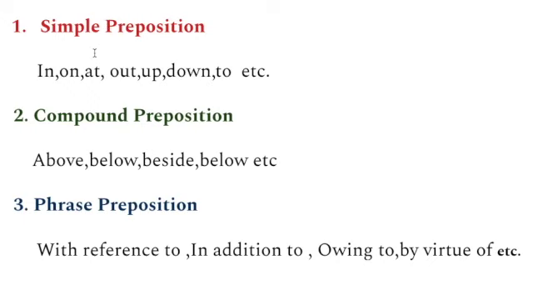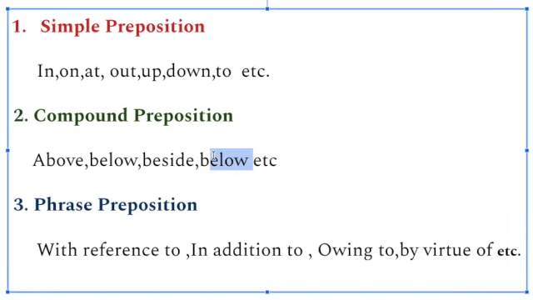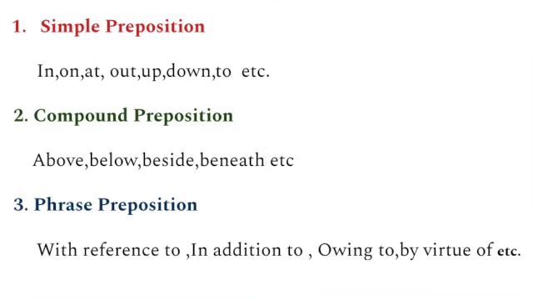There are three types of prepositions we have come across. Simple prepositions like in, on, at, out, up, down, to, etc. There are many more. Compound prepositions are a combination, like above, below, beside, or beneath. Let me change it because it gets repeated; I'll write beneath. Now, phrase prepositions. What is a phrase preposition? It is a combination of more than two words, like with reference to, in addition to, owing to, by virtue of, and there are many more like this.